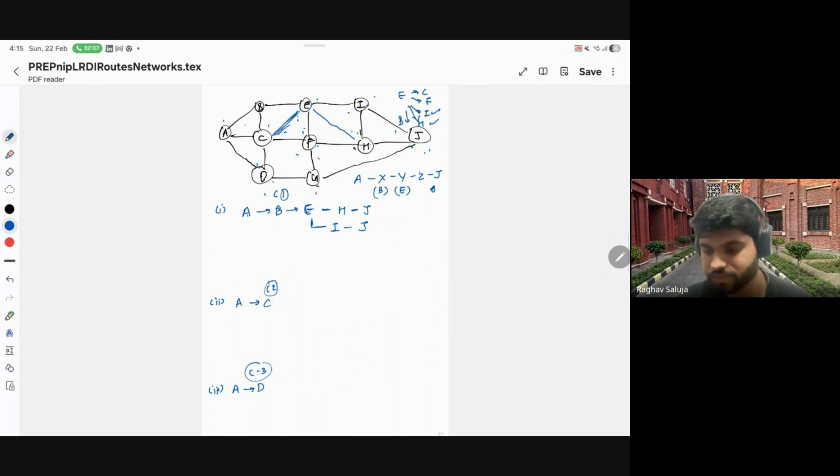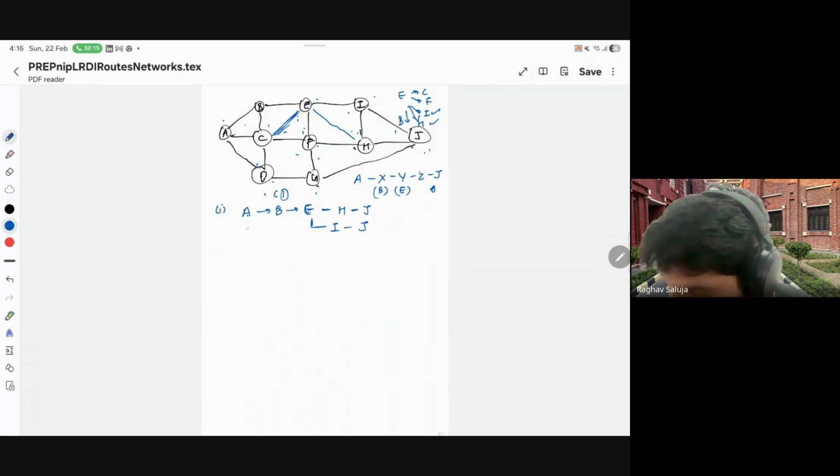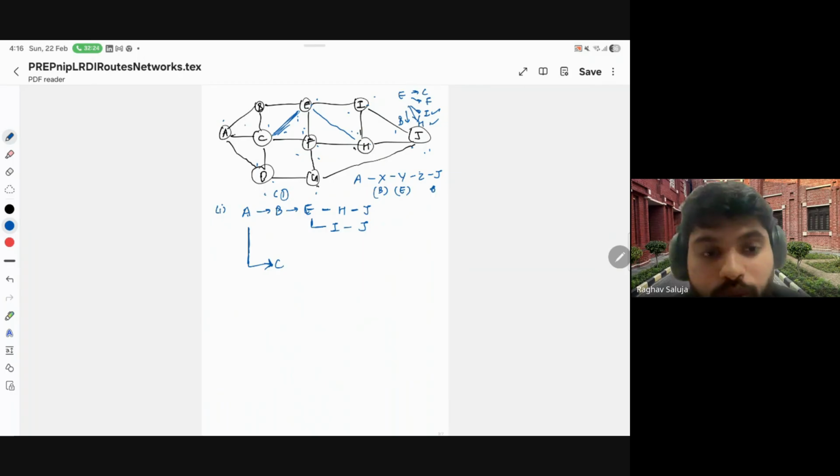Did you understand? This is what branching is all about. Now let me show you how we will branch this even better. We went from A to B. Now what is another neighbor? Another neighbor is C. So now let's go to C.